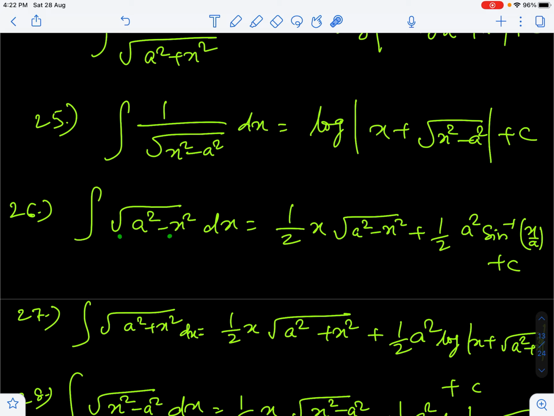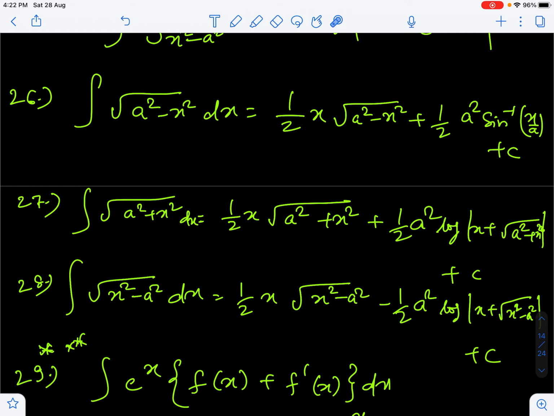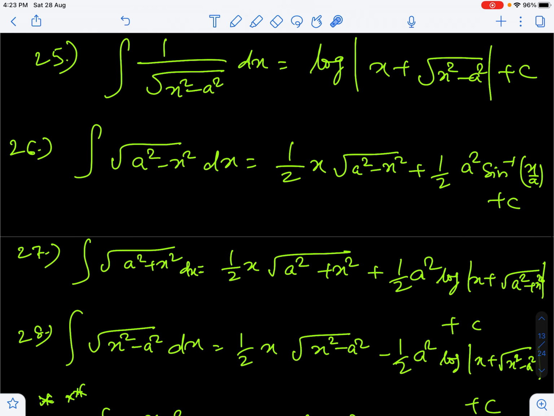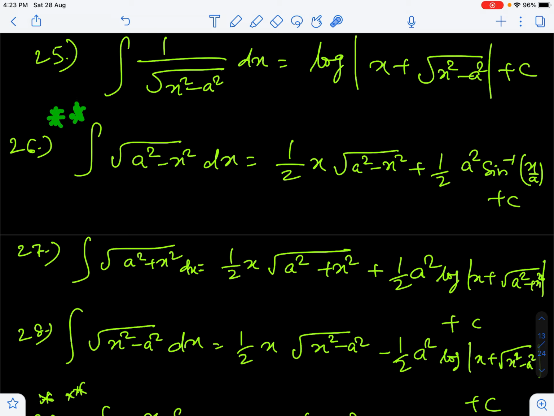Integration of under root of a square minus x square dx is 1 by 2 x under root a square minus x square plus 1 by 2 a square sin inverse x by a. Integration of under root a square plus x square is 1 by 2 x under root a square plus x square plus 1 by 2 a square log of x plus under root a square plus x square. Integration of under root x square minus a square dx is equal to 1 by 2 x under root x square minus a square minus half a square log of x plus under root x square minus a square. Guys, you remember this formula I have used to prove that the integration for the circle area is pi a square.